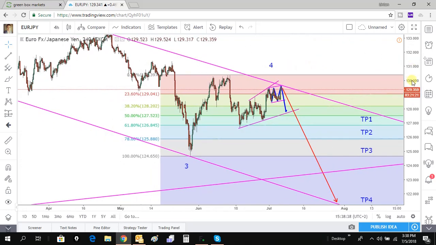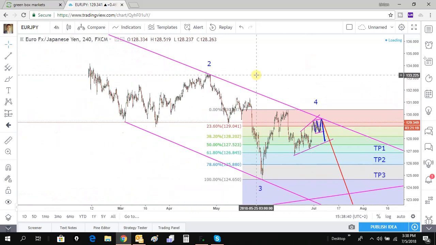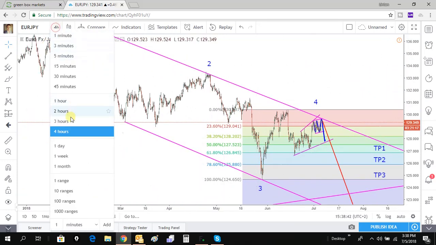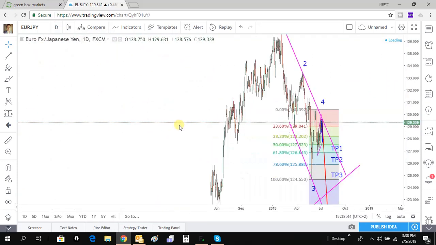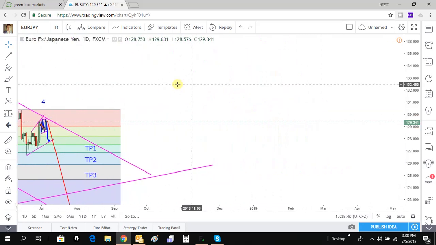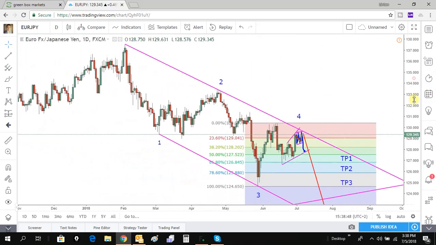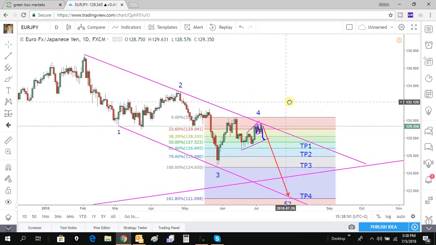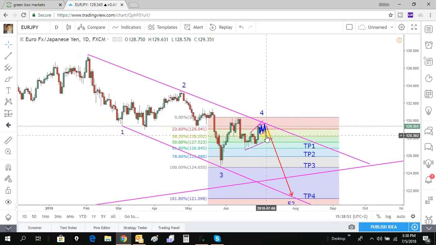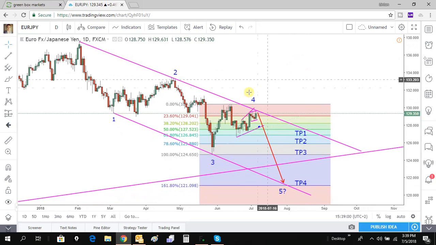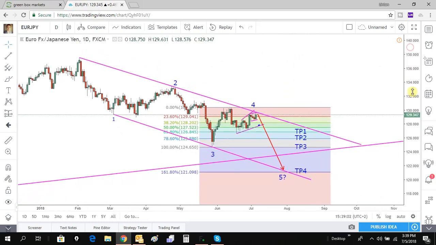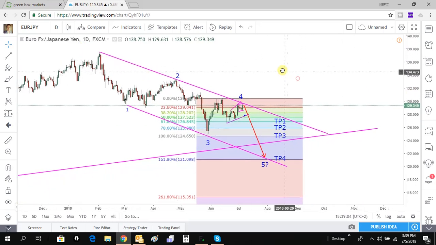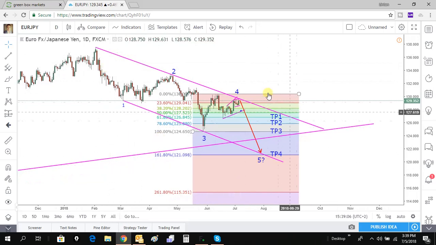There is, however, one other option that could play out here, and I'm just going to go back onto the daily time frame to show you this, and this is where it gets a little bit more complicated. So on the daily time frame, what we could see, I'm just going to delete that so that we can see it more clearly, is we could actually see a complete change of this corrective structure, this bigger corrective structure over here.